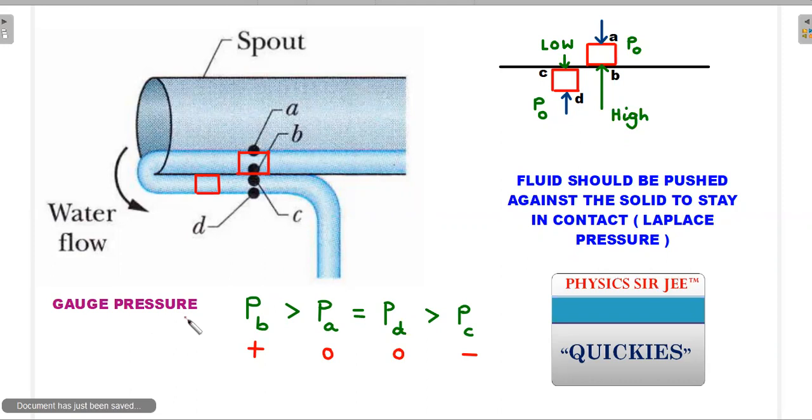Gauge pressure is the difference of the pressure with atmospheric. So you can have a positive value at B, higher than atmospheric, equal to atmospheric pressure at A and D. That's why zero gauge pressure, and C would be a negative gauge pressure point. Okay, so I hope you got this. I hope you're ready for the bonus descriptions and also the practice problems.